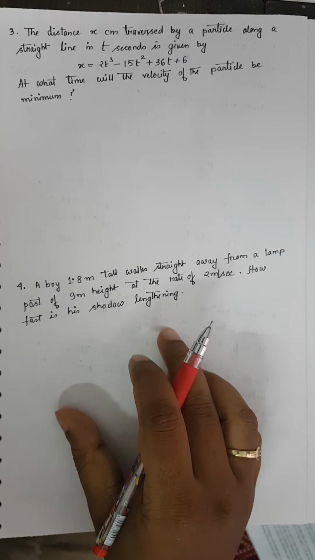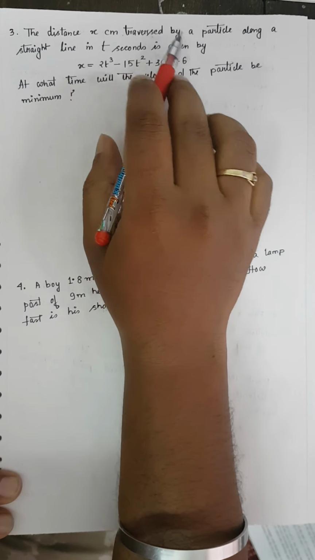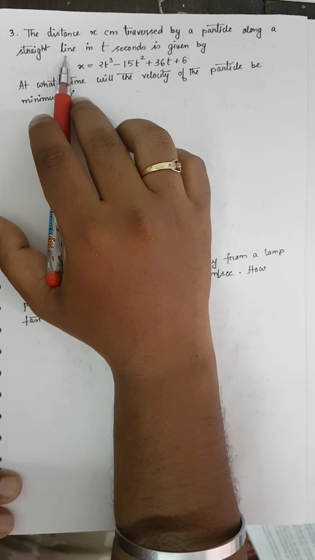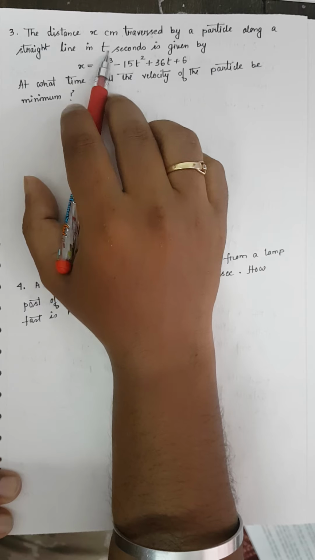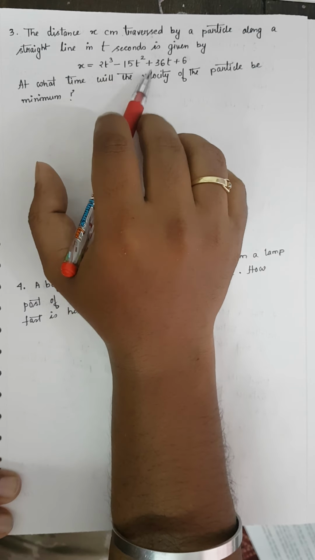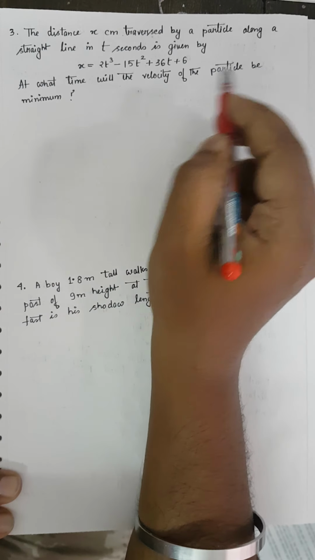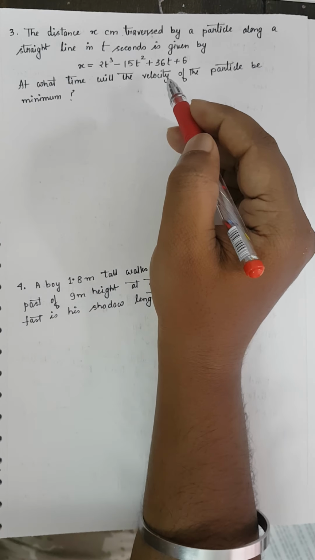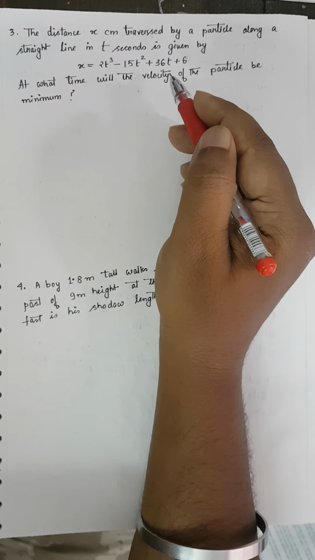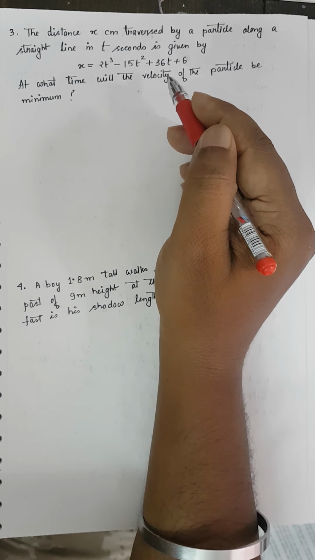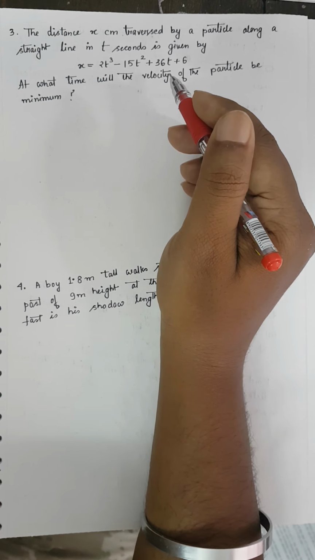Now it is time to solve question number 3. The distance x centimeter traversed by a particle along a straight line in time t seconds is given by x equal to 2t cube minus 15t square plus 36t plus 6. At what time will the velocity of the particle be minimum? See, now it's given that it's velocity. If it is speed, then we could have said it is minimum when it is 0. But in case of velocity, it can be minimum when it is negative also.